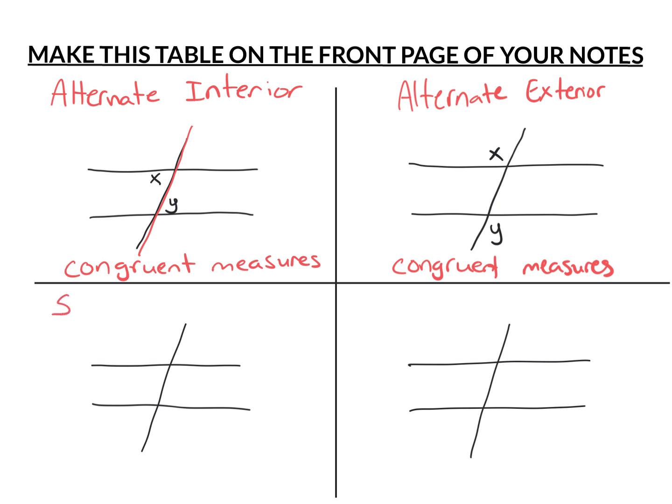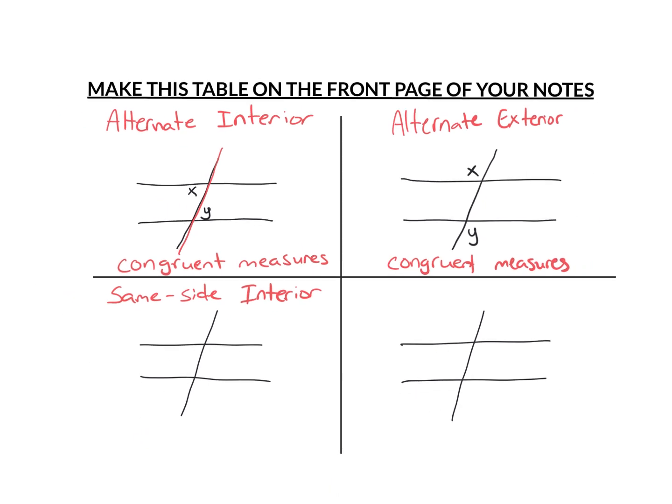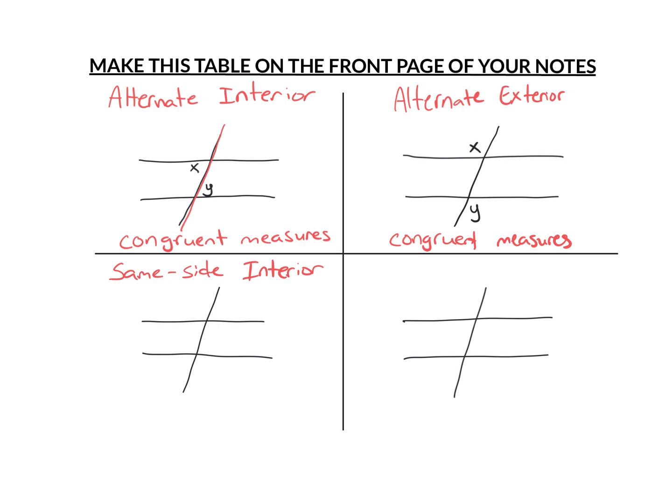We're going to call the next one same side interior. I know that's a mouthful. We're going to refer to same side interior as SSI, SSI for short. Your book or IXL or some other things, maybe even ACT, might also call this consecutive interior. So make that note also. Same side interior and consecutive interior mean the same thing.